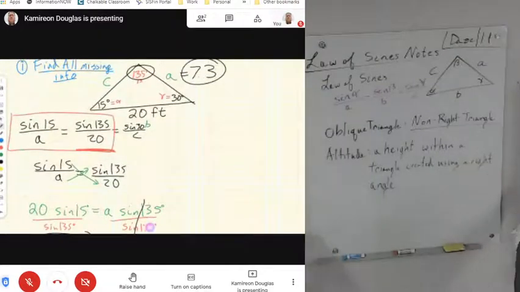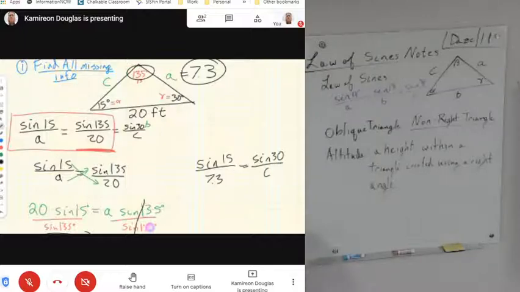Question. Yes, sir. Now that we have the A figured out, can we use that one? Yep. With the C? Yep. So we could either do, these are my 2 options. I could do sine of 15 over 7.3 equals sine of 30 over C.